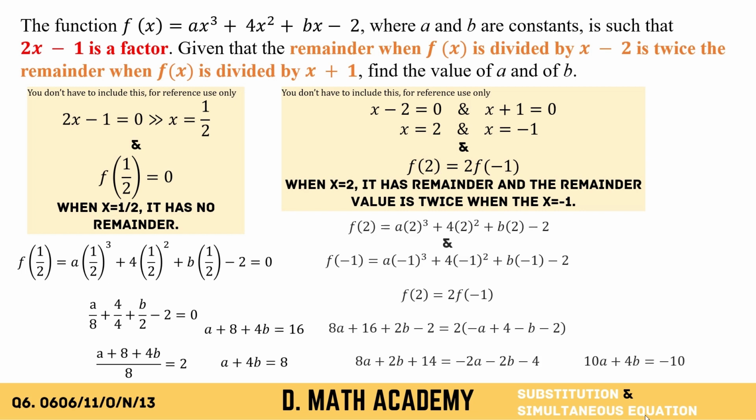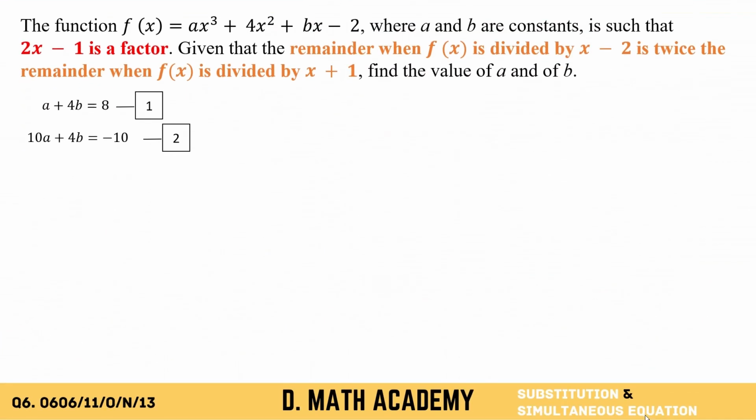As for part 2, by substituting 2 into the equation, it equals 2 times the result of substituting negative 1 into the equation. So I have 8a plus 16 plus 2b minus 2 equals 2 bracket negative a plus 4 minus b minus 2 bracket. Running the calculation, I get another equation: 10a plus 4b equals negative 10. So these two are my respective equations to be used for the simultaneous equation calculation.